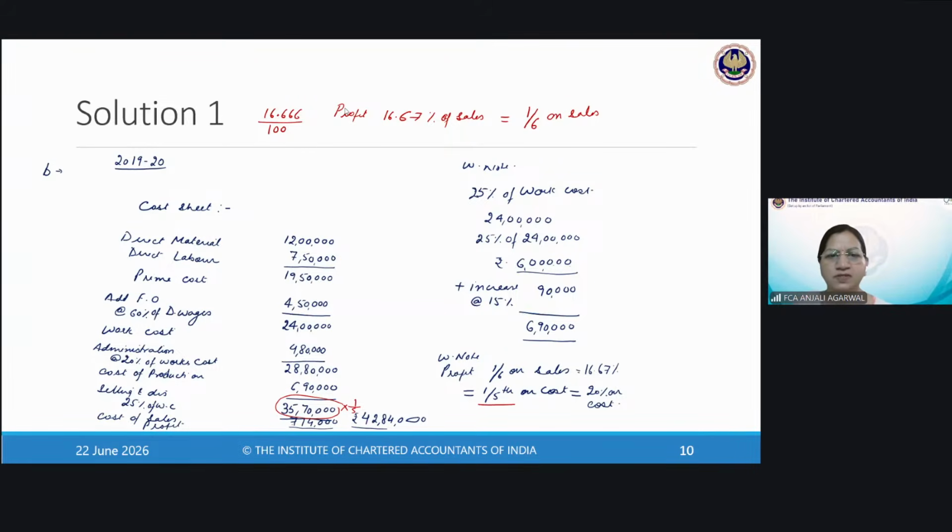It is possible you are using 16.67%. So we said if you use... did I do a wrong calculation? Just let me check. 35 lakh 70,000 multiplied by 0.2, or 20%, is 714,000. Yeah, okay. 714,000, right.